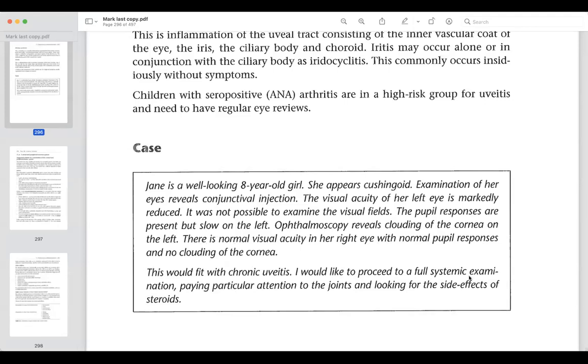I would like to proceed with a full systemic examination, paying particular attention to the joints and looking for side effects of steroids. So after the steroid toxicity and glaucoma, second put uveitis, then you can put other things down as differential. This is what I want to tell.